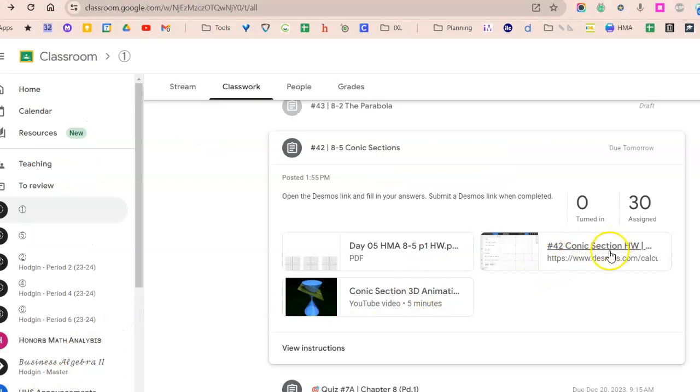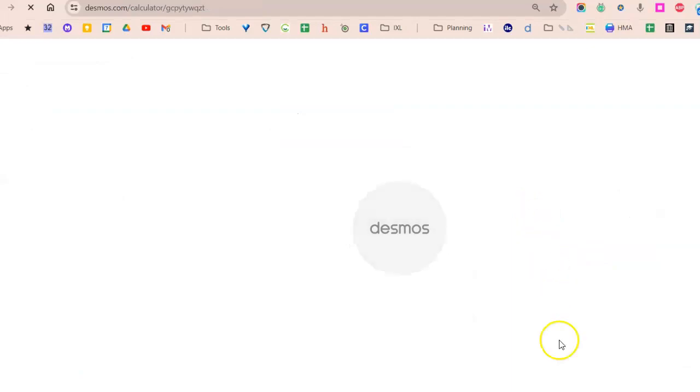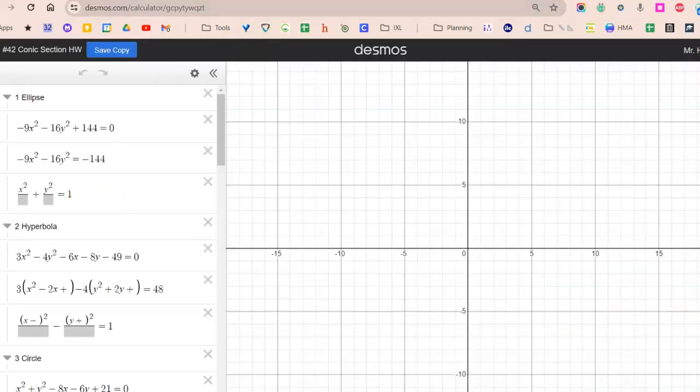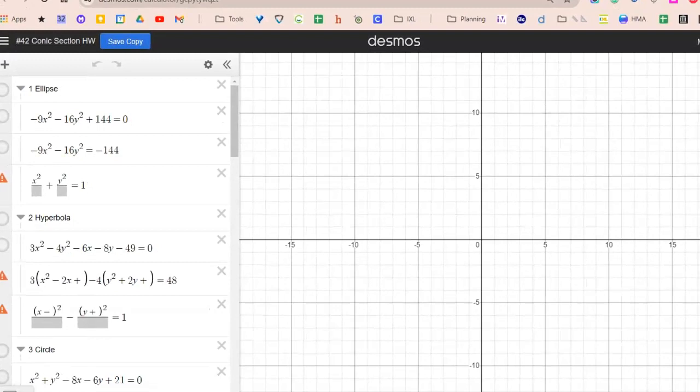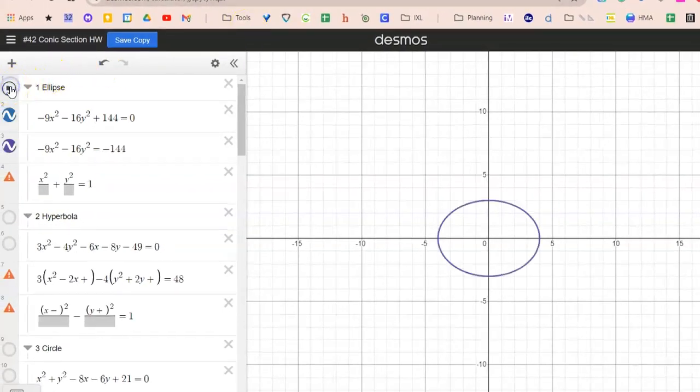So for the last part of this, I want you to open up this Google Classroom assignment called number 42, and then there's a Desmos link there as well. So when you open that up, it's going to bring up a lot of stuff, right? And you'll notice that there's some things missing. So for number 1, you guys have the question here. The first step was to subtract 144 on both sides, right? And then you divide both sides by 144, and you see these empty blanks here. So you're going to fill those in.